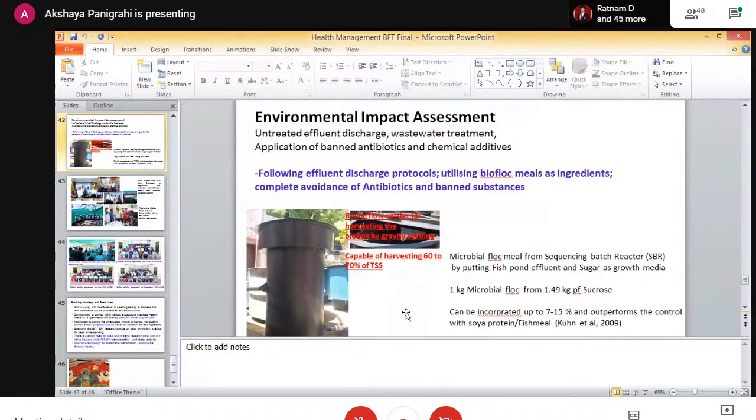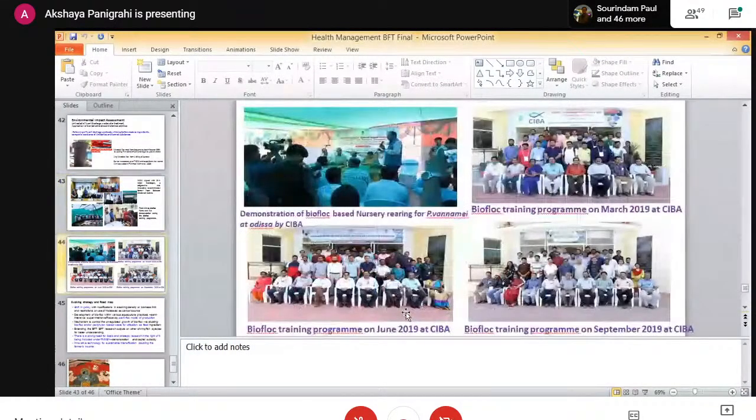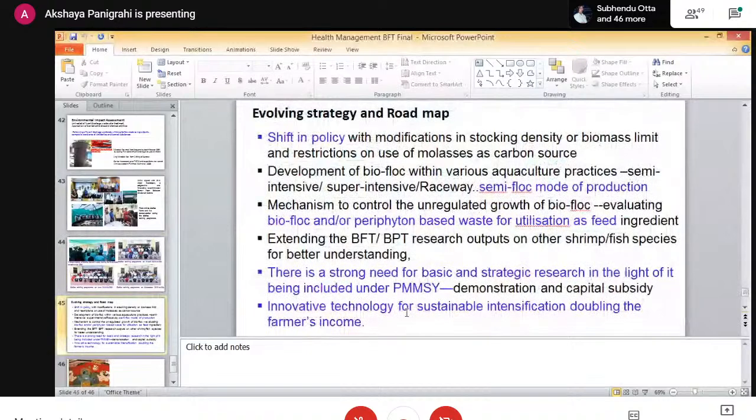But otherwise also, when you are harvesting, the water treatment protocol should be followed, and you will get the maximum advantage when you can reuse the water and remove the oxygen-deprived situation. So we conduct training programs with many farmers. We are working together, and we are at the national level.